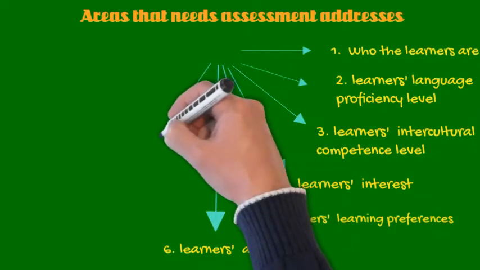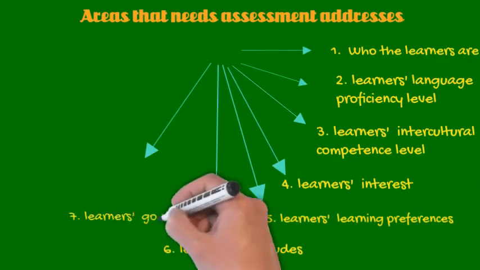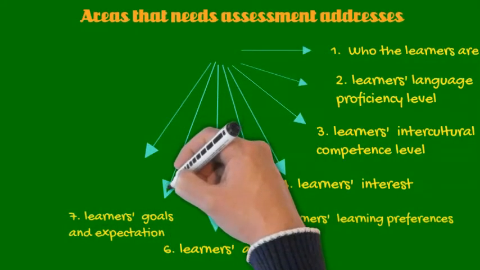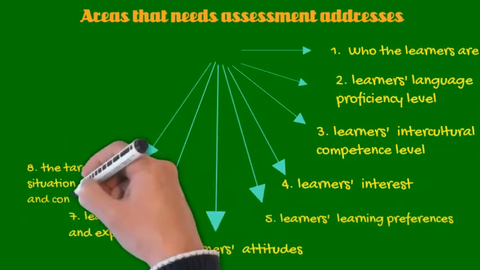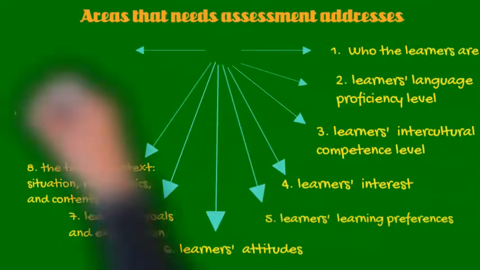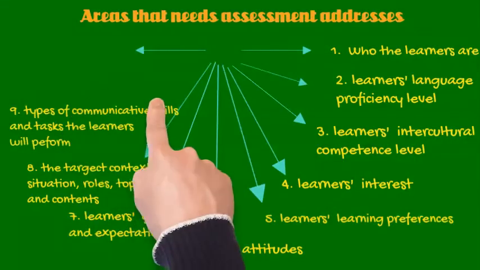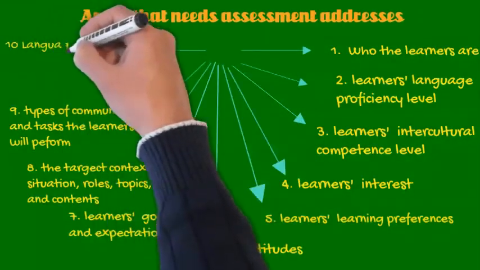Besides that, you have to know also the learner's goal and expectation, and you have also to know the target context like situation, role, topic, and content. And the last, you have to understand type of communicative skill and task the learner will perform, and language modalities. You have to understand whether the learner wants to learn to speak, to listen, to read, or to write.